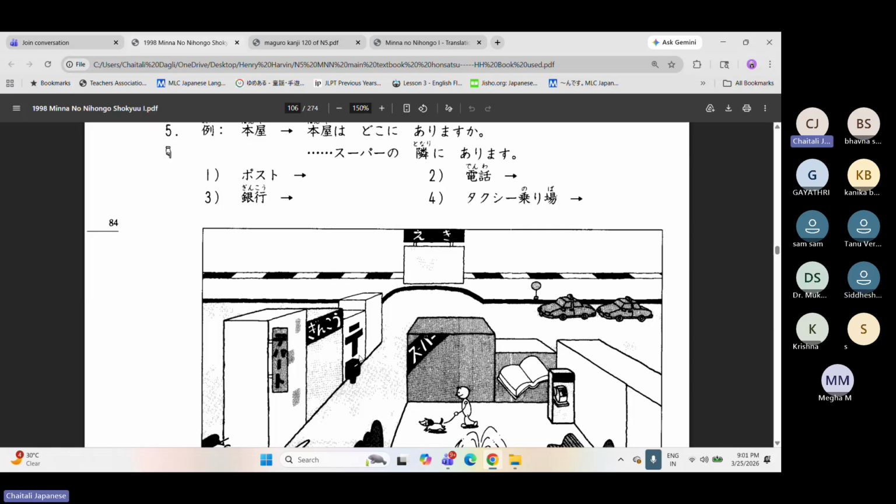Last one, takushi noriba, taxi stand. It is in front of the station. So, eki no mae ni arimasu. Or you can also say it is near the station. Chikaku ni arimasu. Okay?